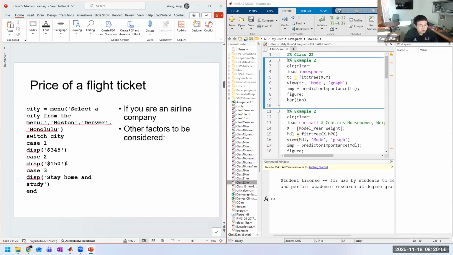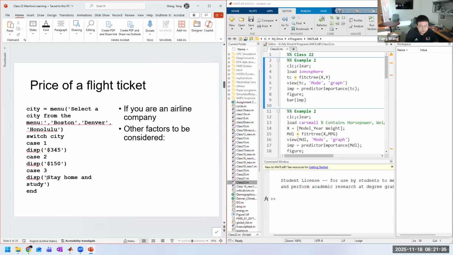If you recall earlier in our class, we had an example. This is related to the case study, right? We were trying to solve a problem that outputs the price of certain flights. It asks the user to select the city that the traveler wants to go to, for example, Boston, Denver, Honolulu, and then we create this switch case structure: if it's case 1, which is Boston, then it's 345. If it's Denver, 150. And if it's the third one, stay at home and study.